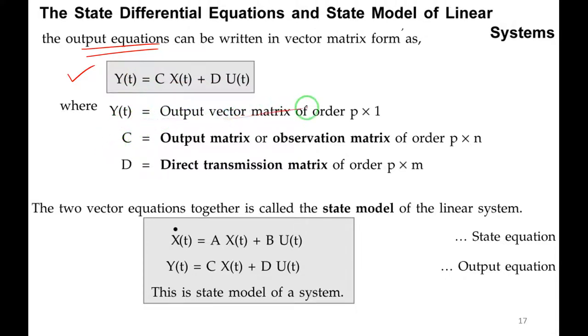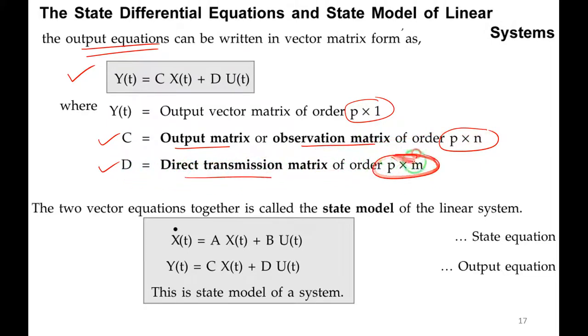So y of t is the output vector of the order p cross 1. We have seen the output vector already, p cross 1. Then C and D. C we call the output matrix or observation matrix. How to remember its order I will tell you later. And D is the direct transmission matrix. How to remember this order I will tell you. Okay, all these things we have studied.